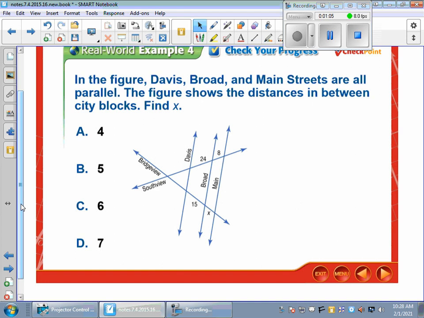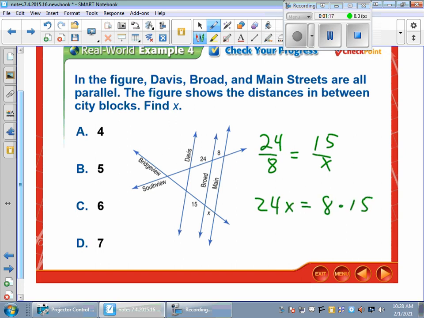This example here, we go 24 over 8 equals 15 over x. 24x equals 8 times 15. The 8 times 15 gives us 120, so 24x equals 120. And when you divide, you output an answer of b, which is 5.